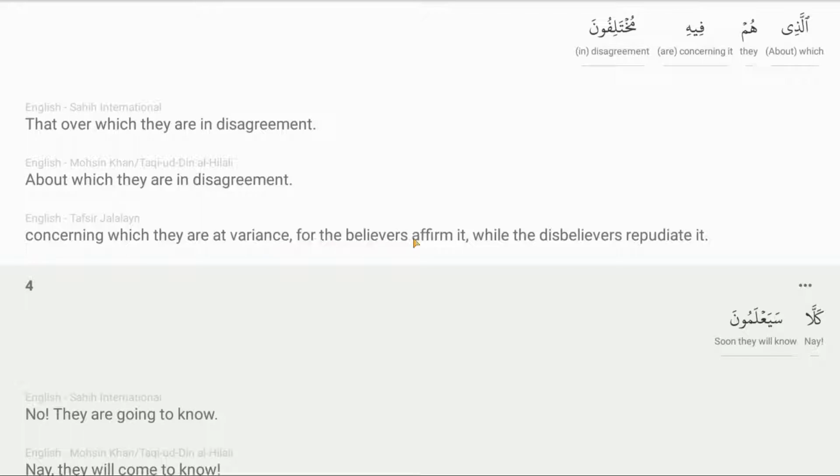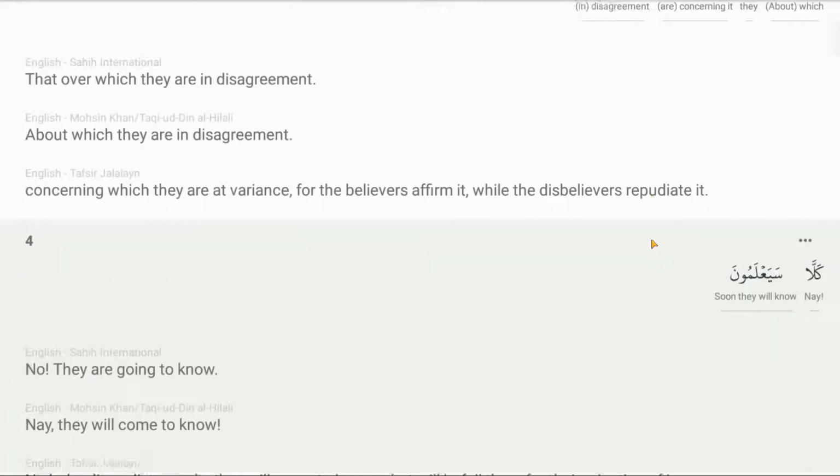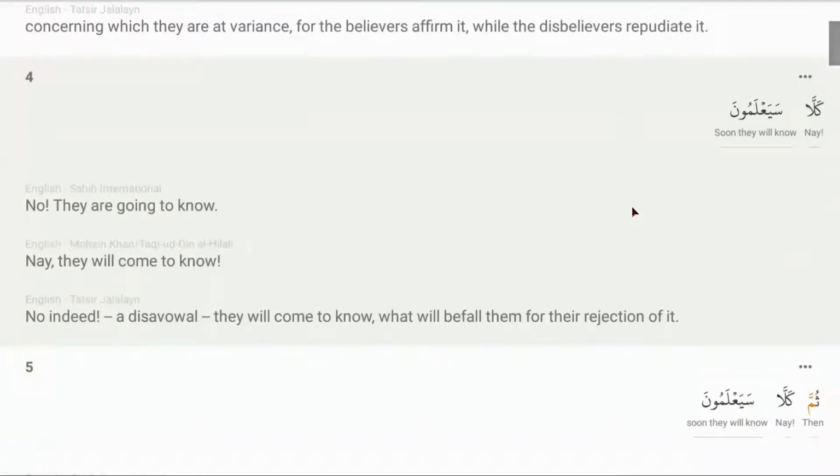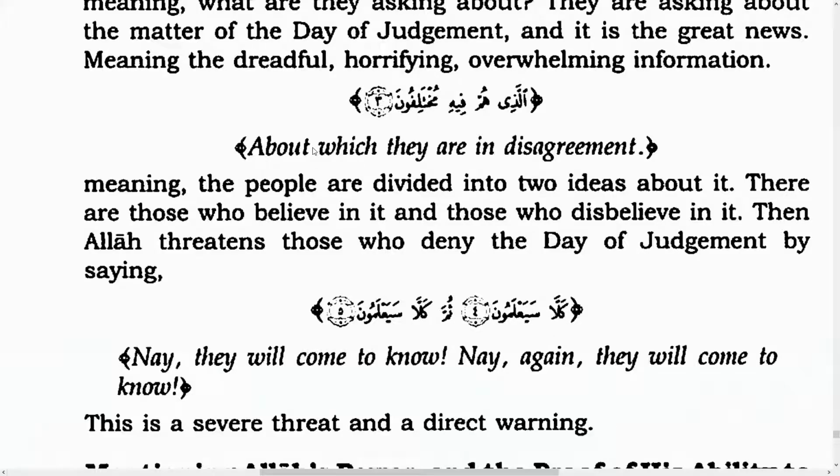The believers affirm it. Believers believe in the Day of Judgment, while the disbelievers repudiate it. Very hard word here, repudiate. I don't know how to pronounce it. Repudiate it, meaning they disbelieve in it, reject it. Then Allah threatens those who disbelieve: how dare you disbelieve?